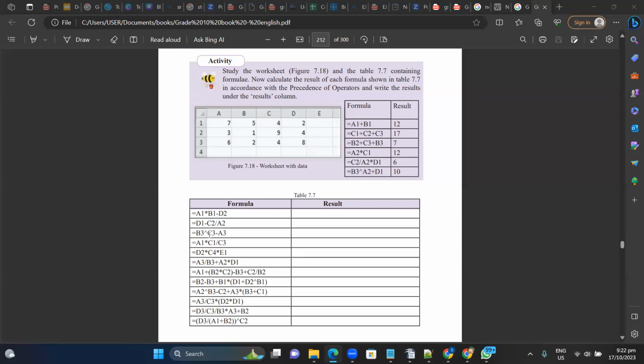Okay, next this B3 cap C3. B3 is 2, cap C3 is 4. 2 to the power 4 is 16. 16 minus A3 is 10.